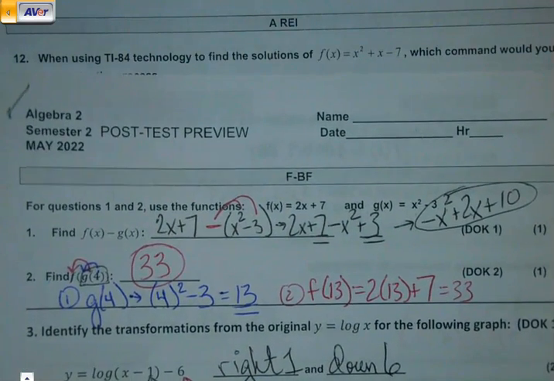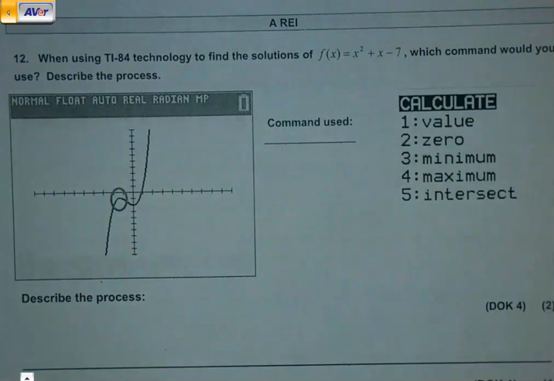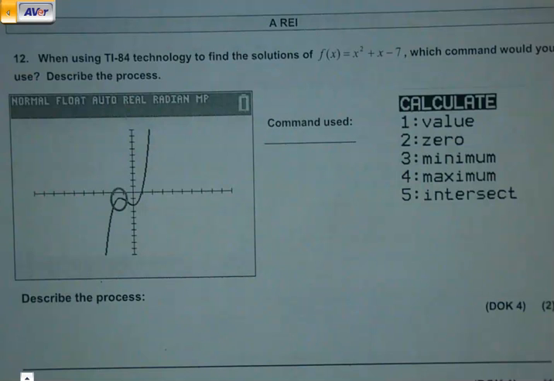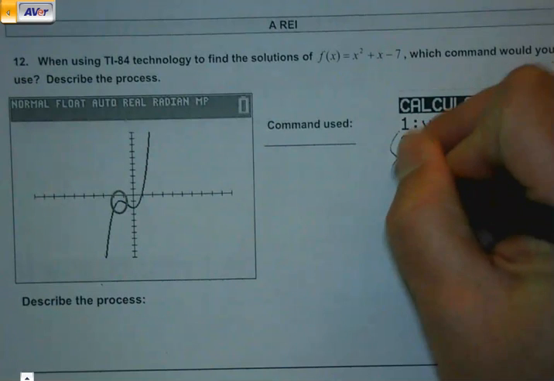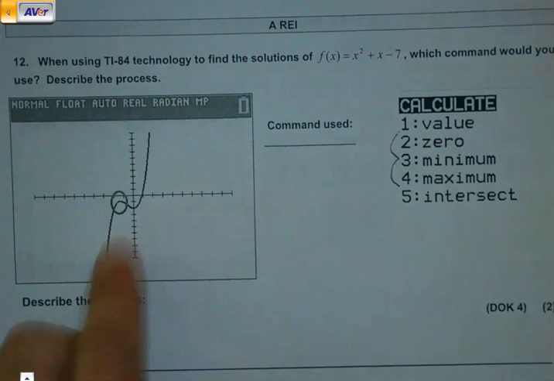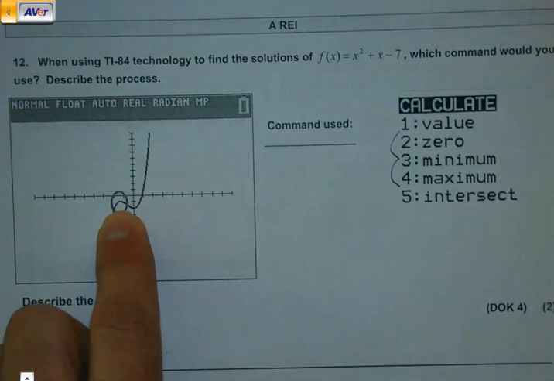Post-test preview, we are now doing the second page, which you will be seeing in an exam form tomorrow. Very similar in how it looks. So, when using TI technology to find the solutions, which command would you use? Just basically look at the picture, and you've got to figure out which one of those three commands it is. So is that looking for a zero or an x-intercept?